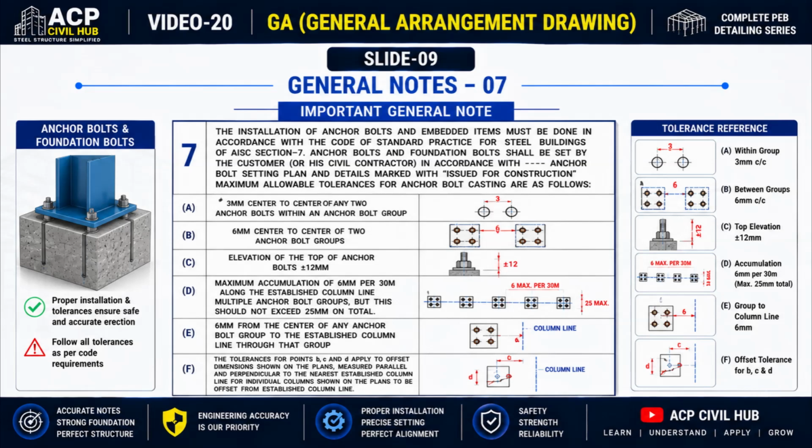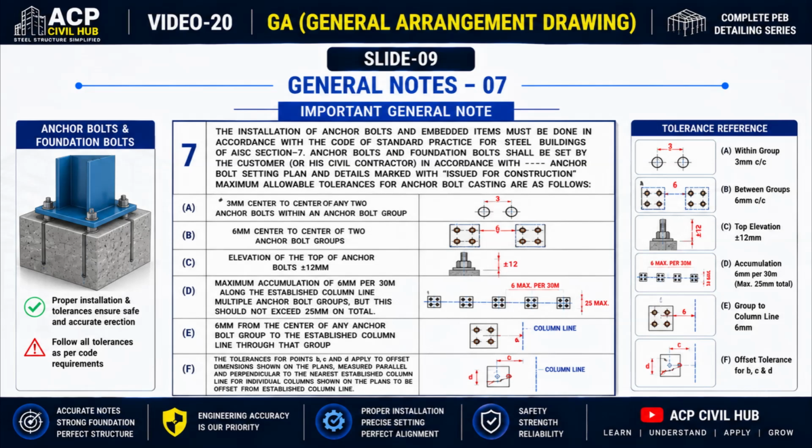The center-to-center distance between two anchor bolt groups is allowed a maximum deviation of 6 mm. The top elevation of anchor bolts should remain within plus or minus 12 mm of the specified level. Along the established column line, the maximum accumulated deviation is 6 mm for every 30 meters, and the total accumulated error must never exceed 25 mm.